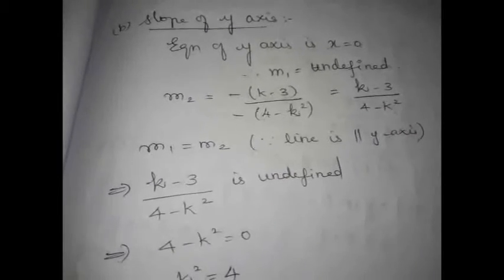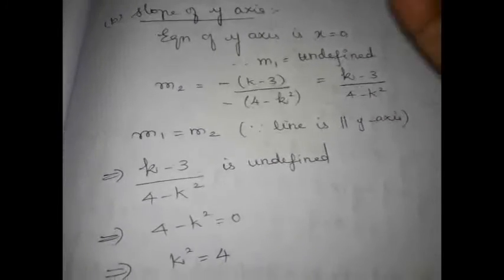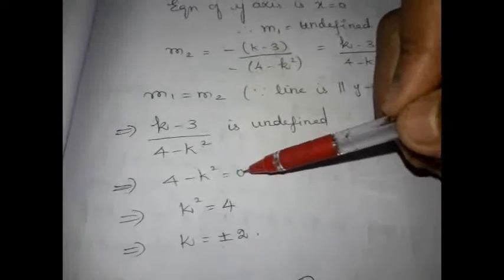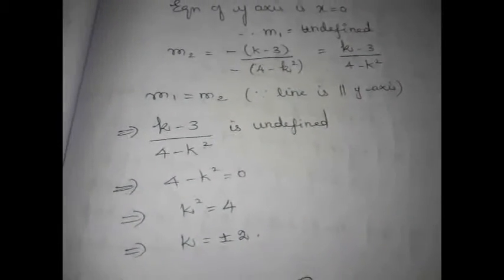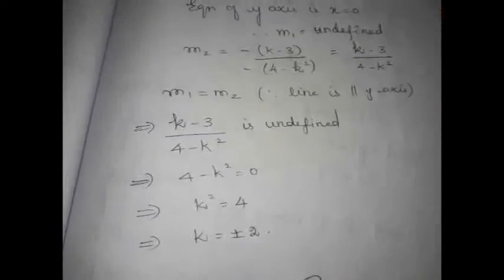When will it be undefined? If the denominator is equal to 0. So equate the denominator to 0. So we got k is equal to plus or minus 2. Hope you understood. In the previous problem, we will equate the same slope to 0. Okay, equate it to 0 and get the value of k.